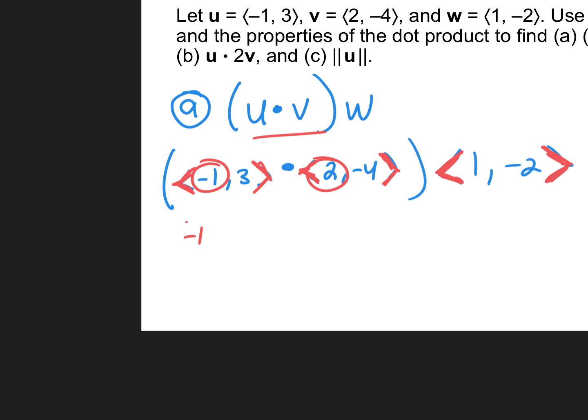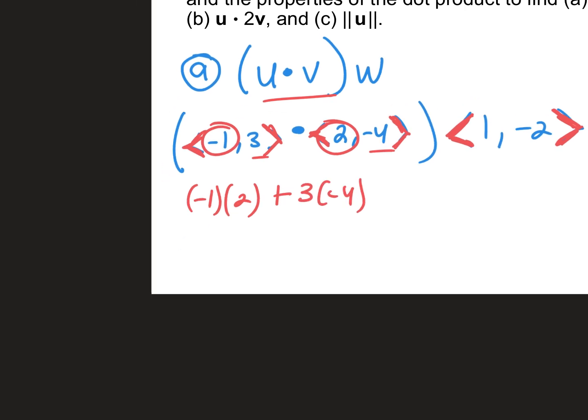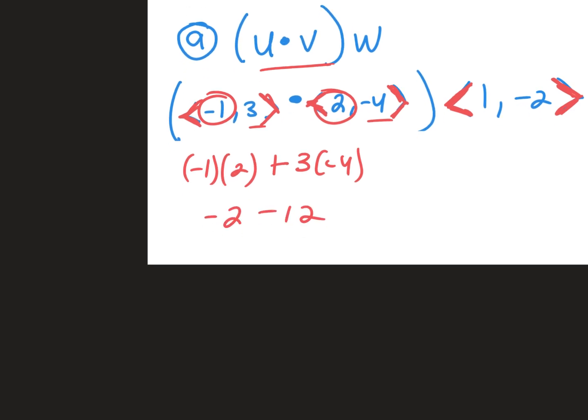So to find the dot product, it's first times first. So negative 1 times 2 plus second times second. So 3 times negative 4. What is negative 1 times 2? Negative 2 minus 12. You guys agree? So the dot product is how much? Negative 14. Now you're going to multiply that into this vector.